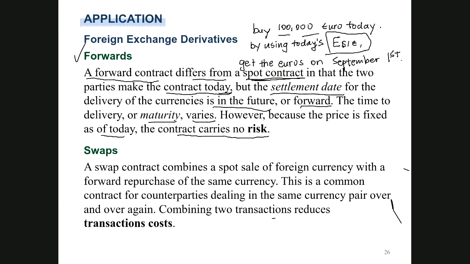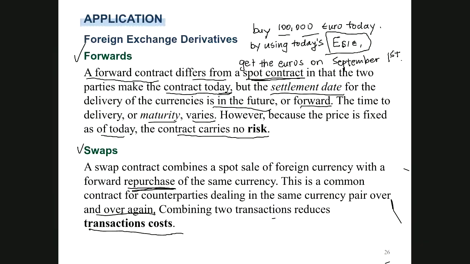Okay? The second derivative is called swap. A swap contract combines a spot sale of foreign currency with a forward repurchase of the same currency. This is a common contract for counterparties dealing in the same currency pair over and over again. Combining two transactions reduces the transaction cost. So what is an example of the swap?